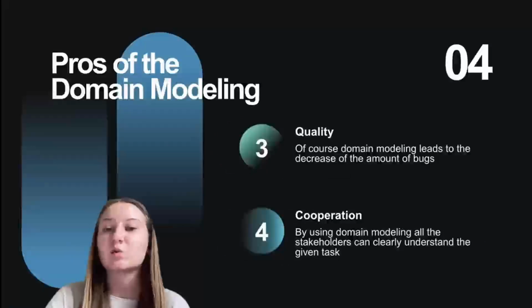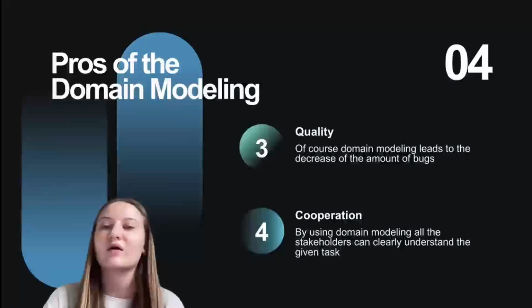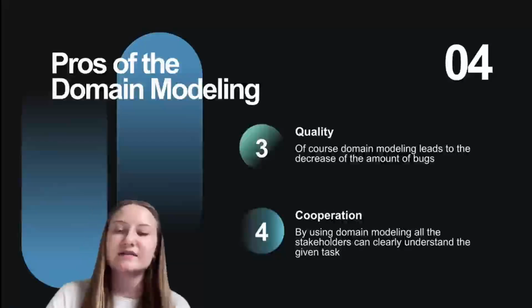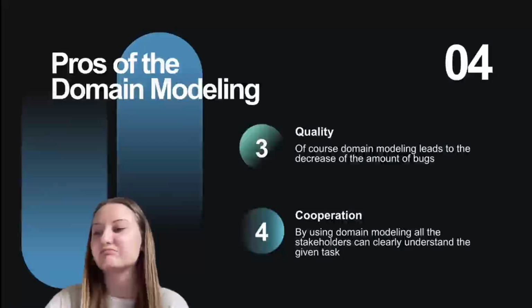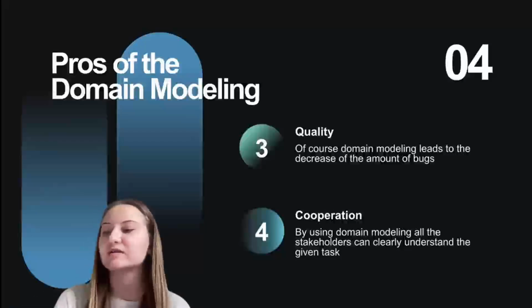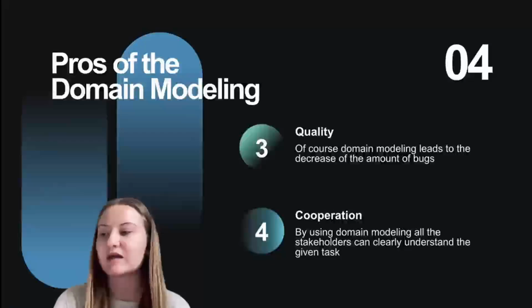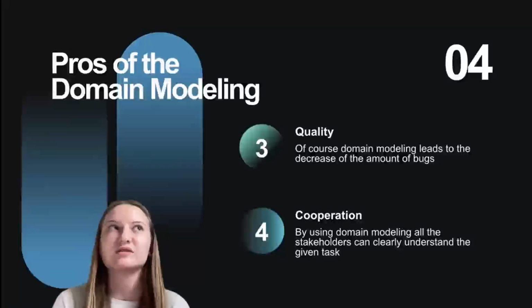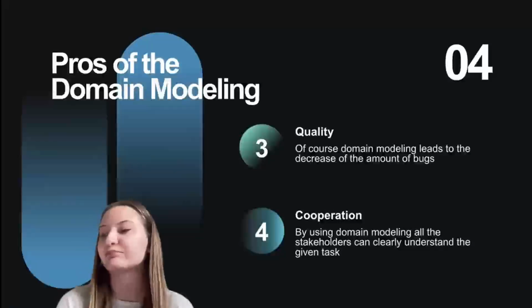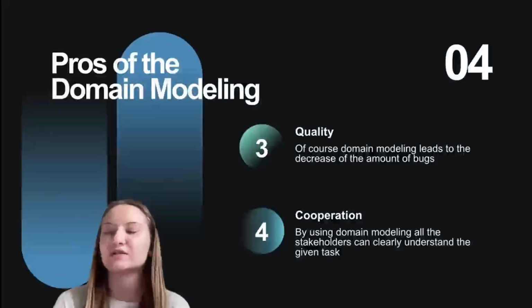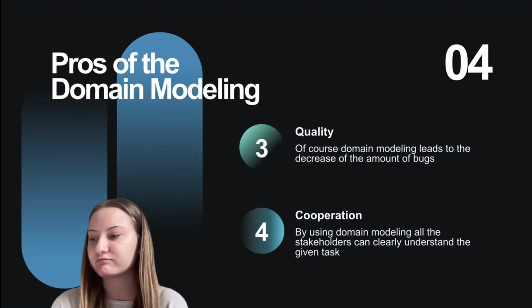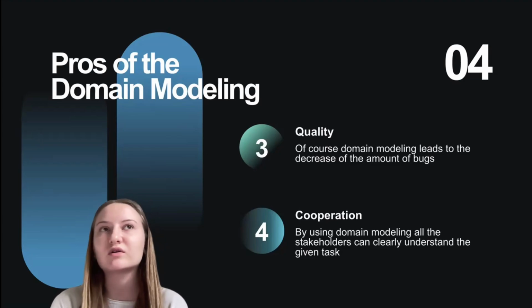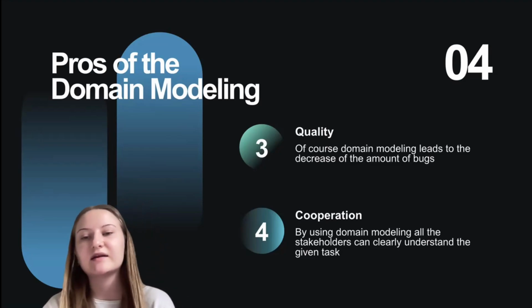The third one is quality. Of course, domain modeling leads to a decrease in the number of bugs. And the last one, but not the least, is cooperation, because it is a very important part of the software development lifecycle. And no matter what type of SDLC model we use, it is very useful to implement domain modeling so that all stakeholders can clearly understand the given task.